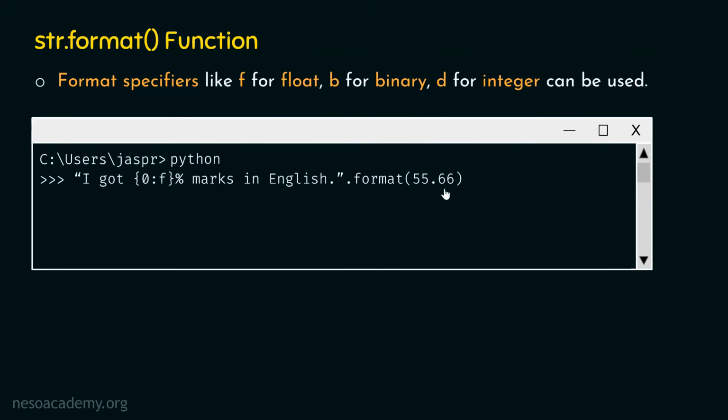55.66. So we are passing a floating point value. And here we have 0:f. So here we have a format specifier f. But what about this 0:? We will understand this in a moment. Now if we hit enter, we will get I got 55.660000 percentage marks in English. These zeros are added by Python. We don't have to worry about it.